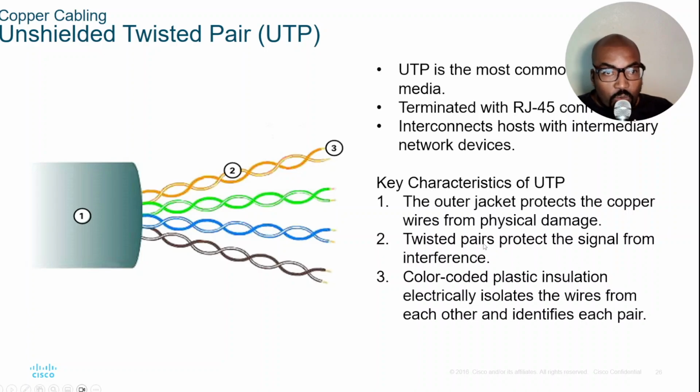We don't want the cable to get messed up. Twisted pairs protect the signal from interference. Color-coded plastic insulation isolates the wires from each other and identifies each pair. So each one of these does something very specific as it carries the data.